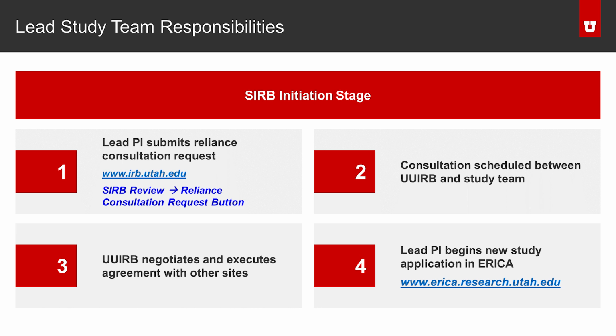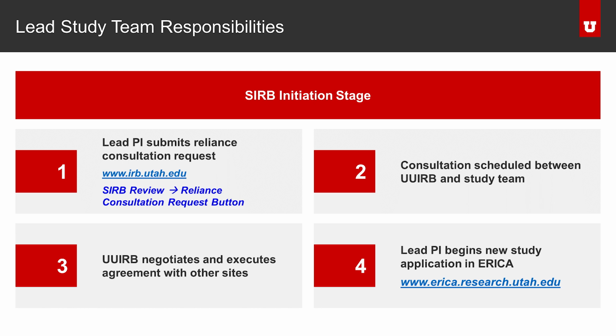The first step to initiate the Single IRB process is for the lead PI to submit a reliance consultation request to the University of Utah IRB. This is an online request form available on the IRB website. Then, the IRB will schedule a consultation with the lead study team to discuss the specifics of your study. This is when the IRB will need to know the names of the sites that you are expecting to participate. You will always be able to add more sites, but this is our starting point.